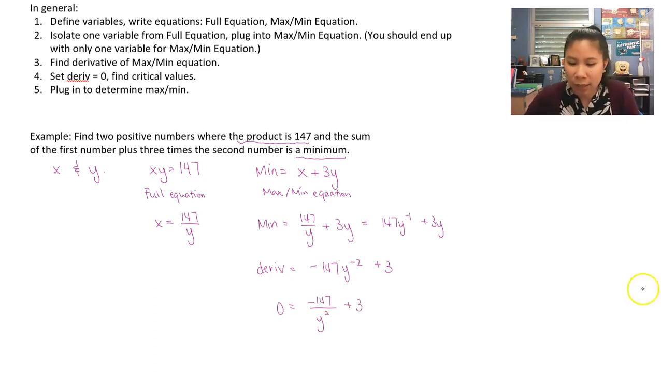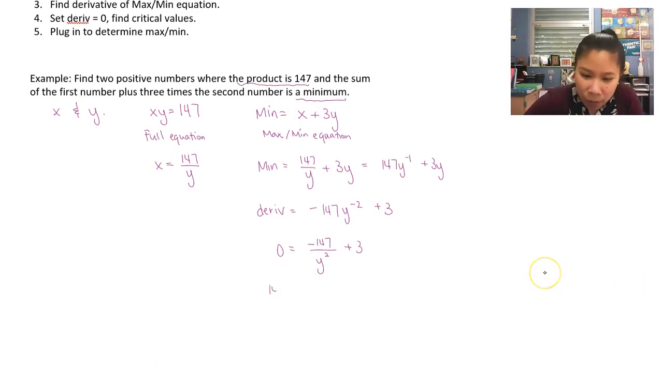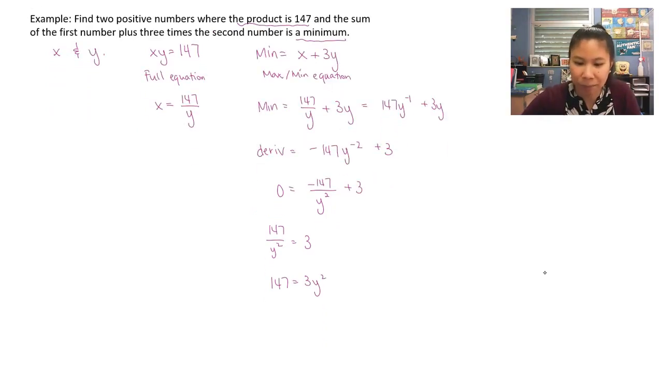And then solving this out, I'm going to add the 147 over y squared to both sides. And then I'm going to multiply both sides by y squared, and then solve for y. So dividing by 3, I end up with 49 equals y squared. So y equals plus or minus 7.